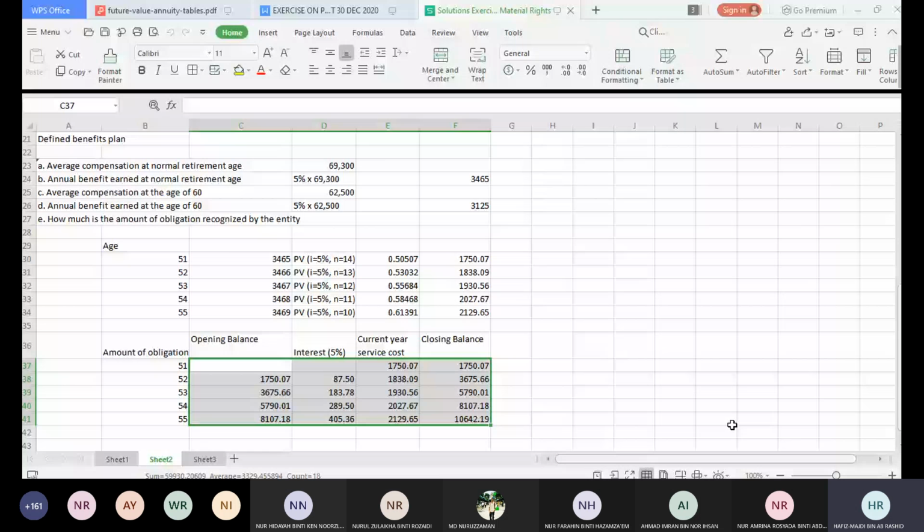So the current year service cost, this is the first year. Of course, there is no interest, and the assumption is that you always recognize it at the end of the year. So whatever the opening balance is will be subject to interest at 5%, and then you add the current year service cost, which needs to be recognized as part of the obligation of the company. We just continue that. If you stop at the age of 55, the amount of obligation is equal to 10,642.19. Okay, so that is the explanation.